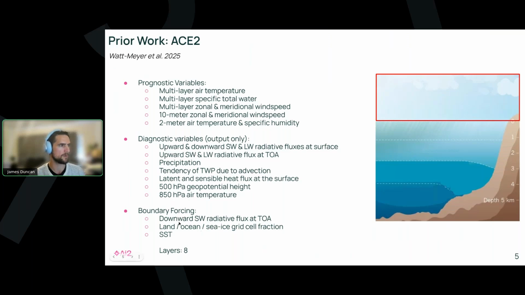And the boundary forcing for ACE2 is the incoming solar radiation at the top of the atmosphere, and then also the sea ice grid cell fraction, and the SST. So again, when training ACE2 in this work, and in the work that Lucas described, the SST is just sort of given, or perhaps in some cases a slab ocean model is used.